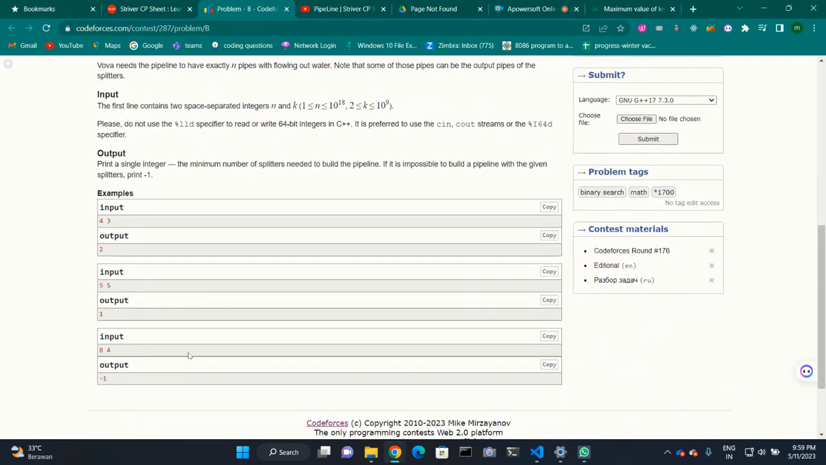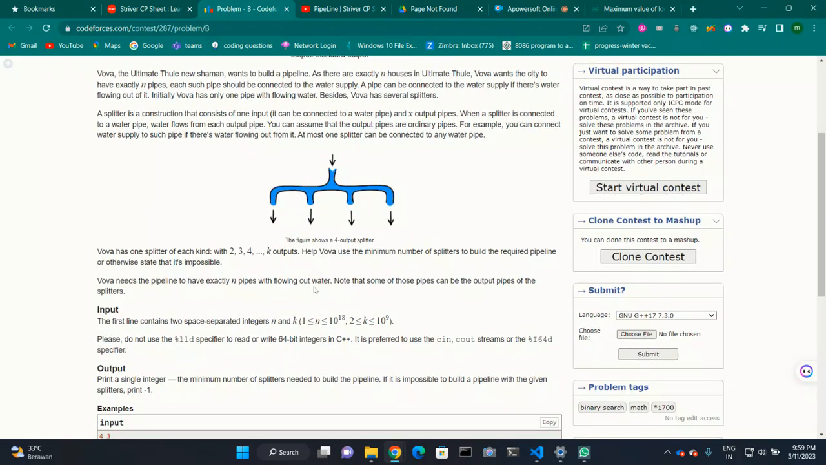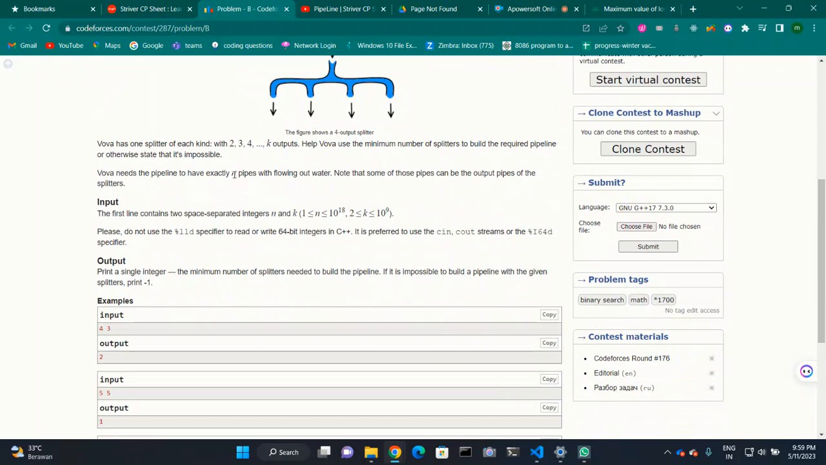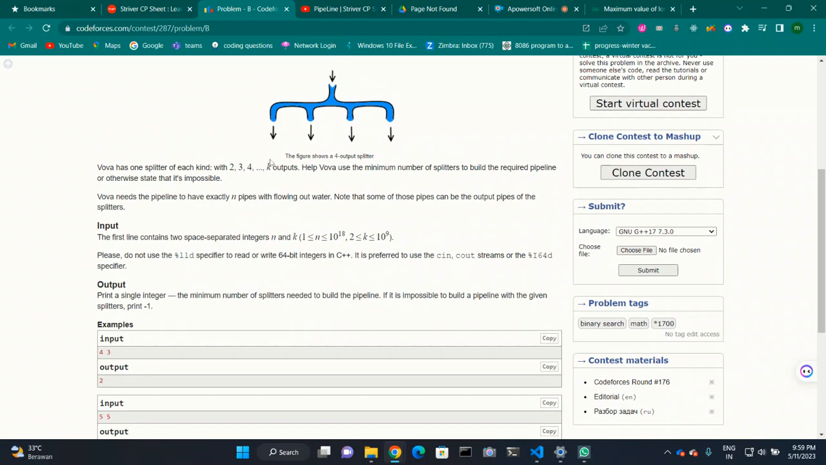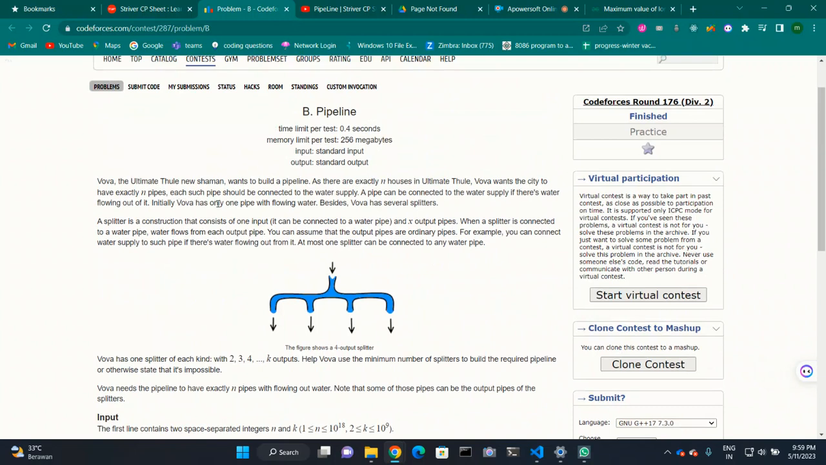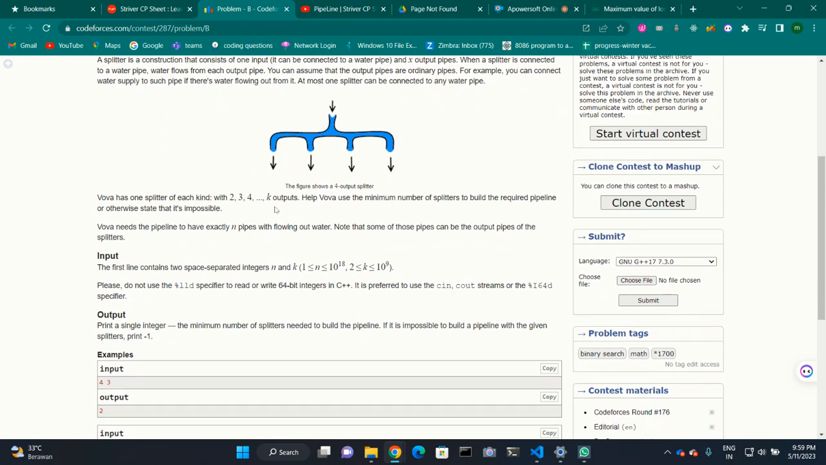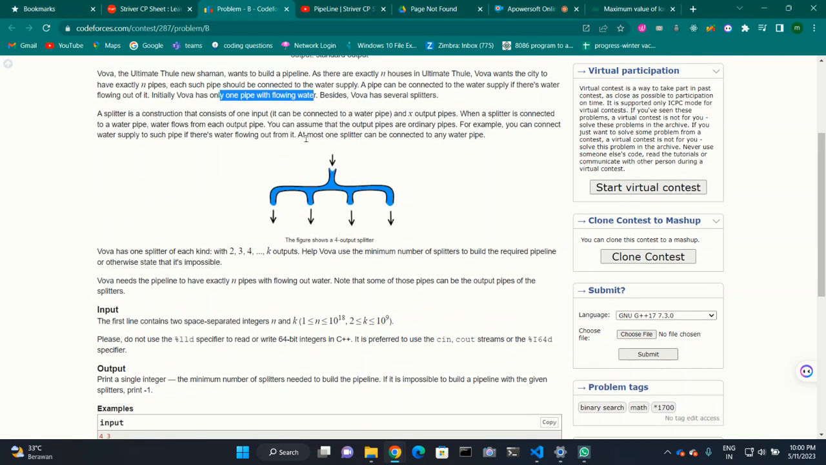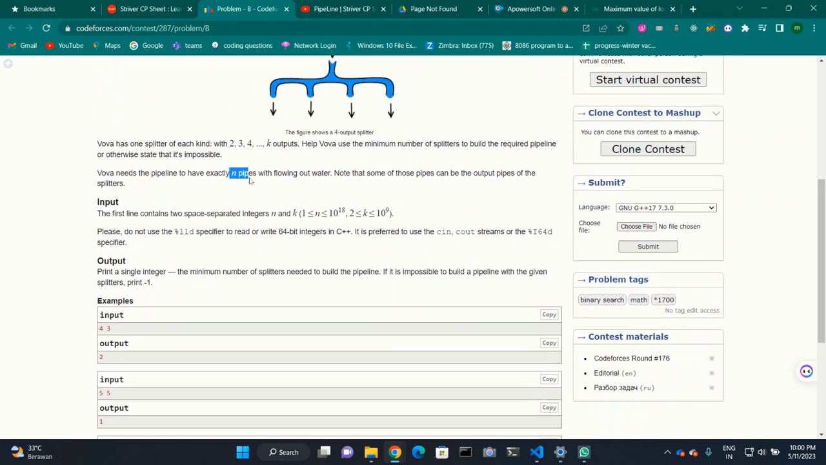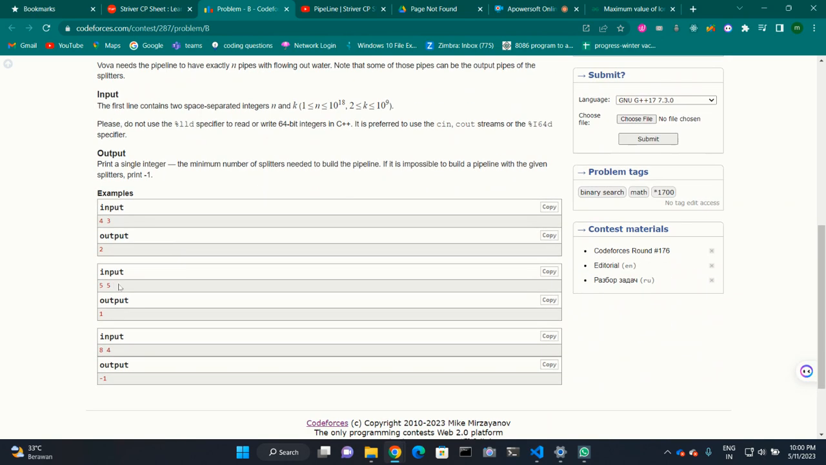How is it not possible? So you got it, right? You are given input n and you have k outputs, and already there is one pipe with flowing water. Initially you have one output source. So using that one output source and the splitters, can you make n outputs? N outputs, that is the question.